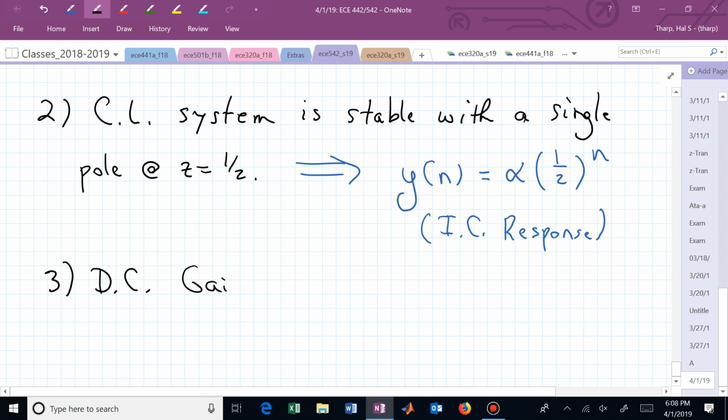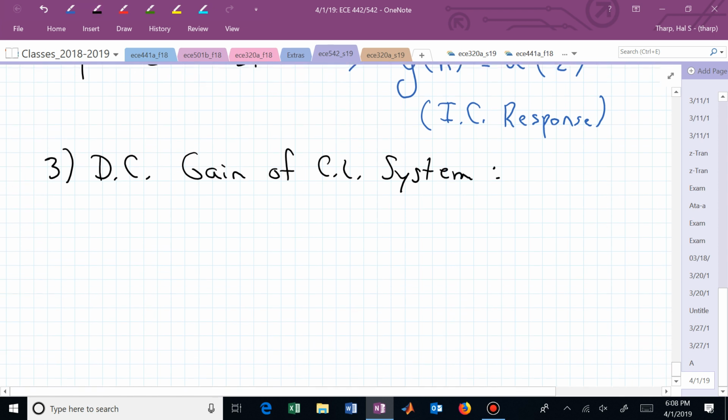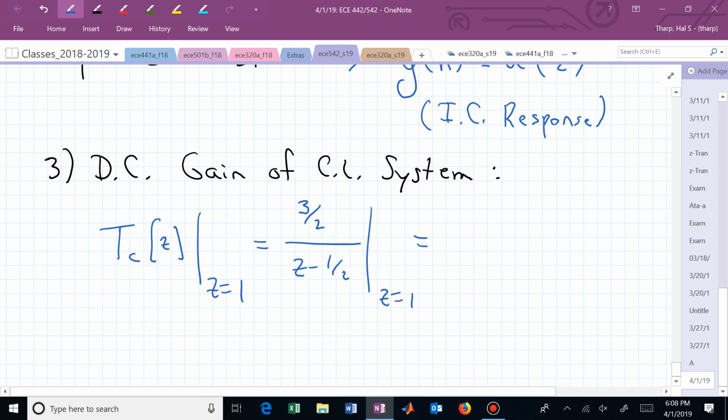We have a DC gain of our closed loop system, and what's that going to be? How do we find that? We know T sub c of z, we know our transfer function, we just evaluate that at dc, which is when z is equal to 1. So we now have 3/2 over z minus 1/2 with z equal to 1. We have a DC gain of 3.